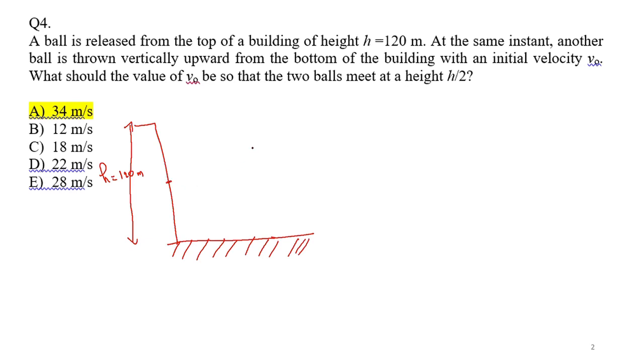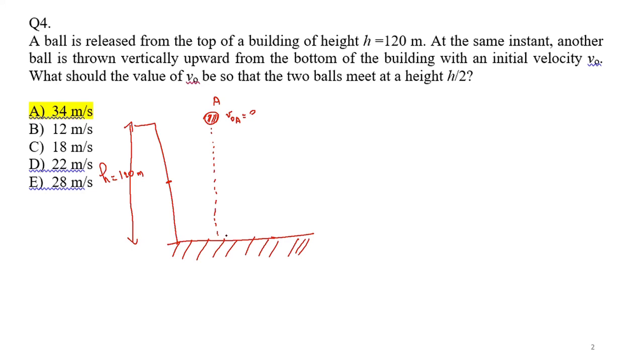So I have two balls. The first ball, let me call it ball A. The problem did not talk about ball A or ball B, but I call it whatever I want. So ball A is released from the top of the building. Release means I release it from rest, so the initial velocity of ball A is 0. And I release it, so the ball is going downward.